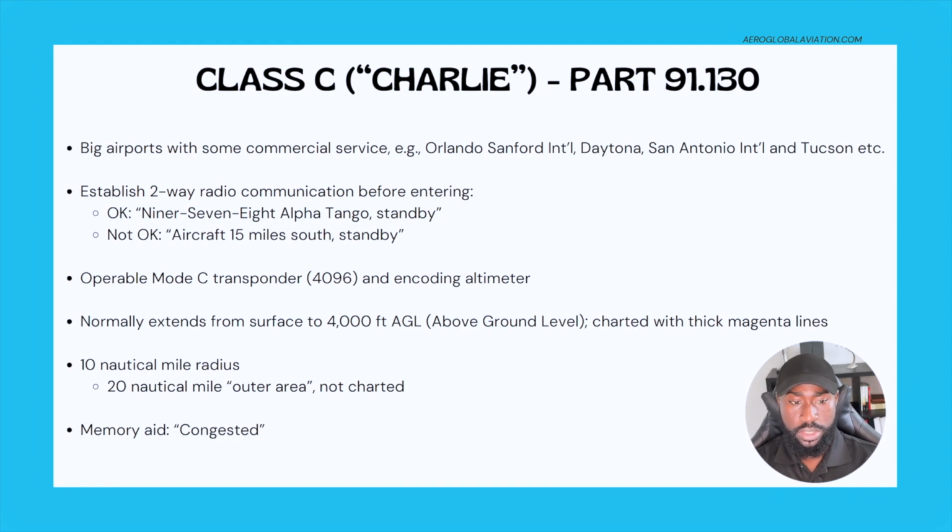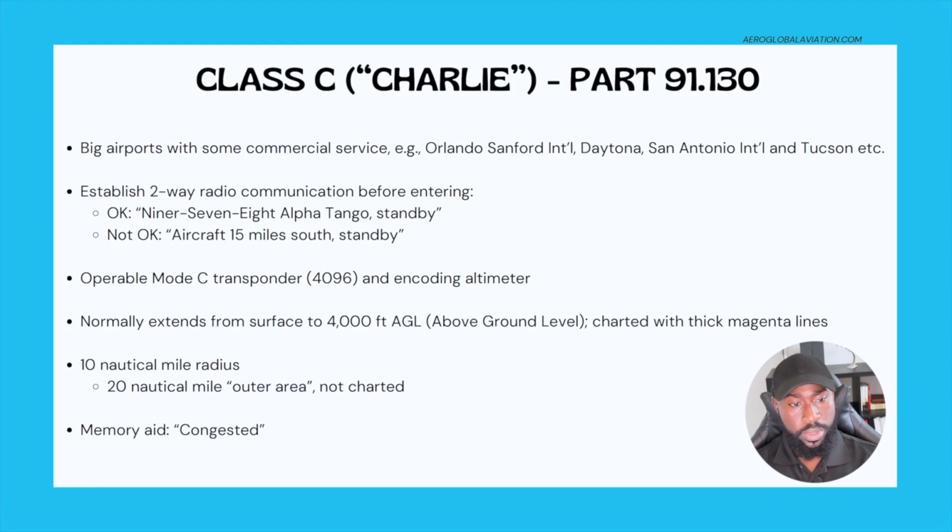As long as you look at your sectional chart and you know what the color of a Class Charlie airspace is. If you look at the airport and you see those lines around that airport, it basically lets you know, okay, this airport is Class Charlie airspace.